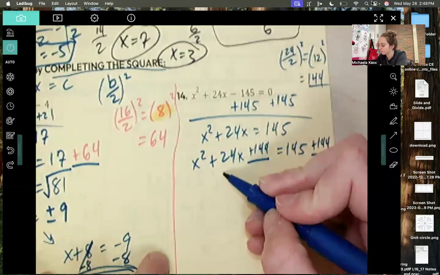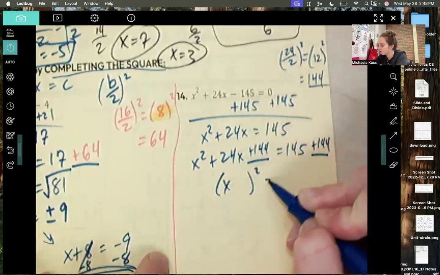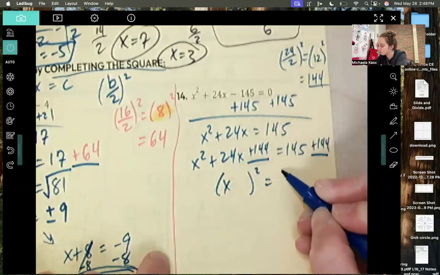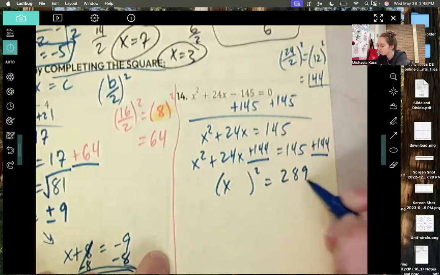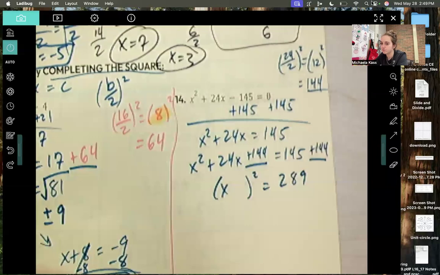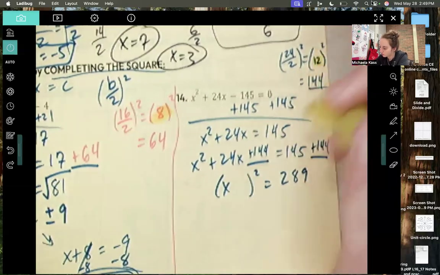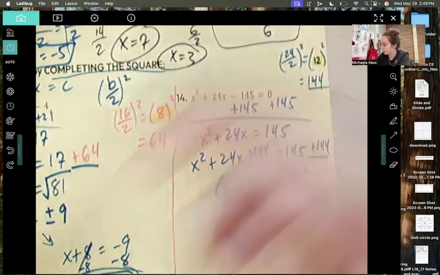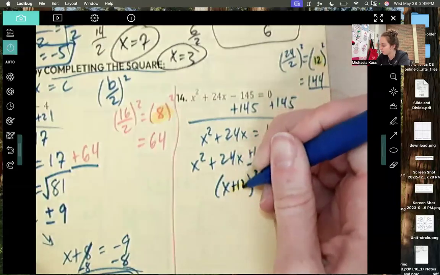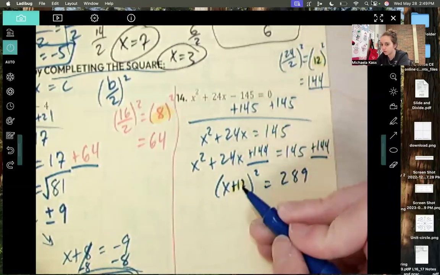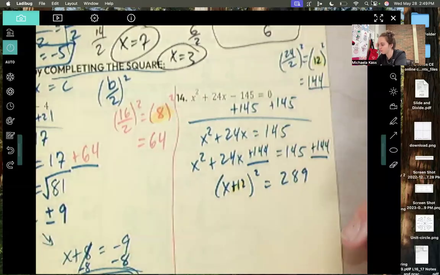Then I'm going to factor. x plus some number, squared, equals these two added together, which is 289. What number goes here? You guessed it. You already wrote it down. It's that 12. How do you know? Well, 12 times 12 is 144, and 12 plus 12 is 24.